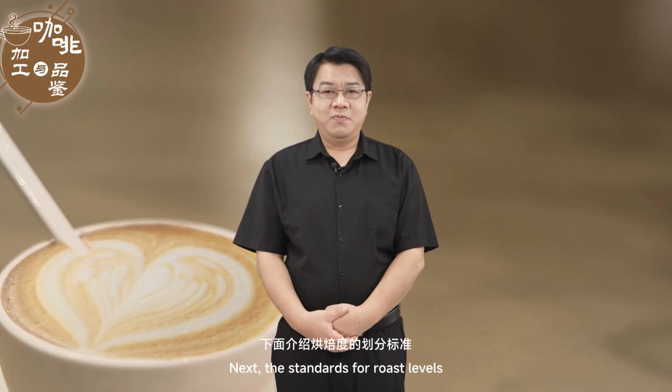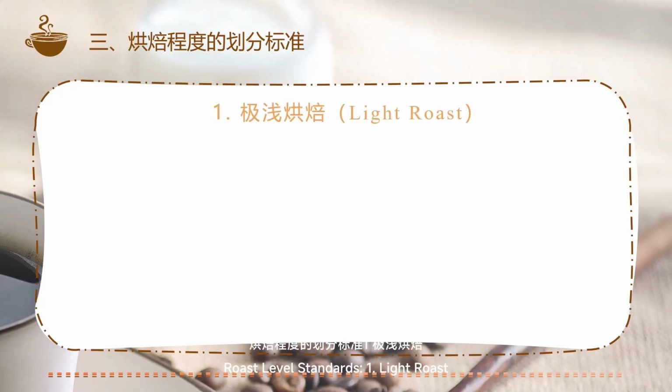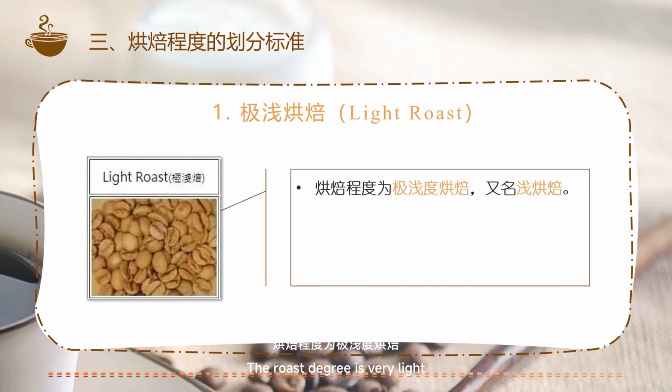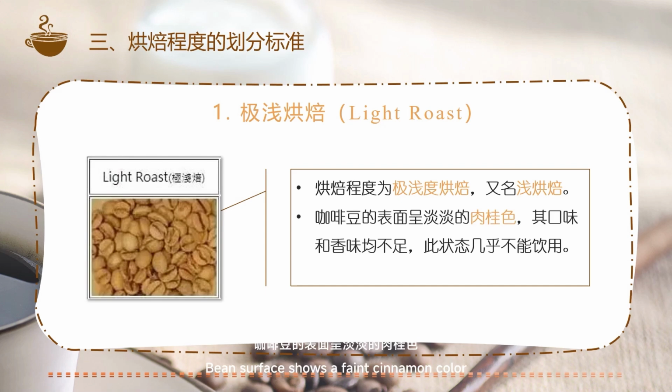Next, the standards for roast levels. 1. Light roast. The roast degree is very light, also known as light roast. The lightest roast among all stages. Bean surface shows a faint cinnamon color. Flavor and aroma are underdeveloped, almost undrinkable in this state. Generally used for testing, rarely used for tasting.